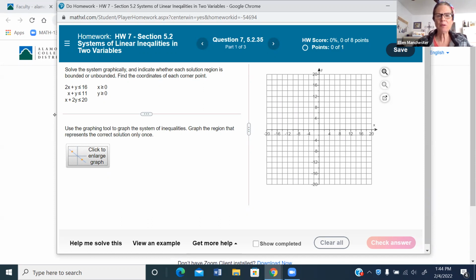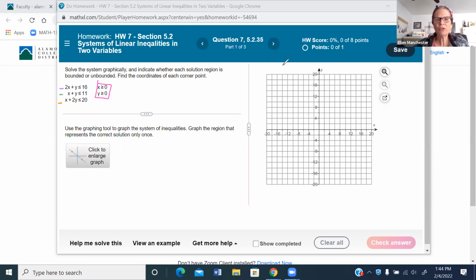Okay, so let me get my pen. I love to use color. Okay, the first line is purple. The second line is green, and the third line is going to be orange. My parameters are going to be in pink so that you can identify them.